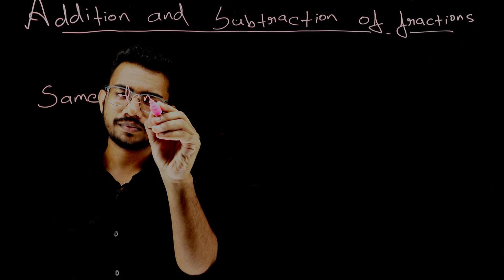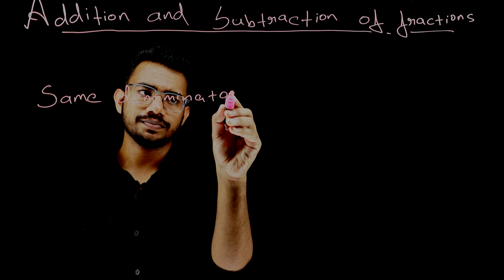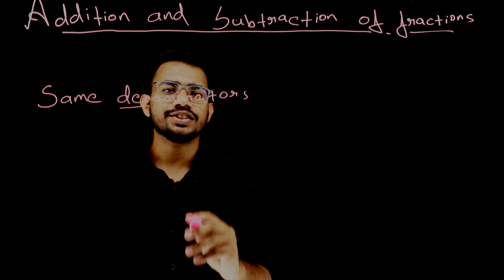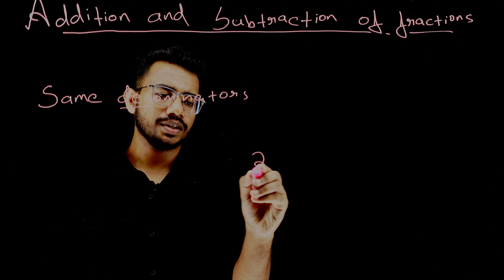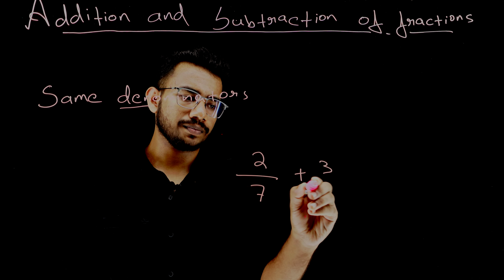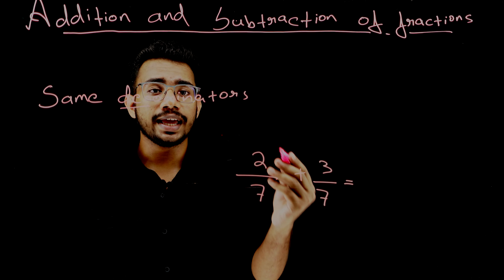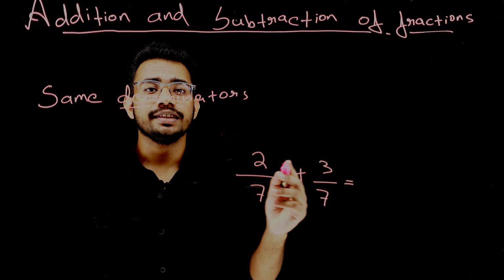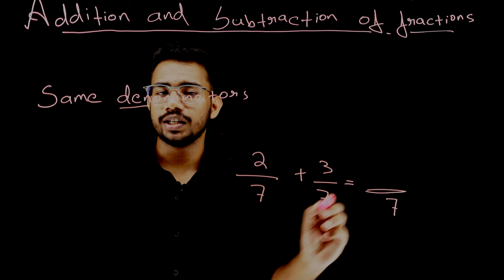Same denominators. Let's consider a small example. Let's say I have the fraction 2/7 plus 3/7. In this case, I have the same denominators. So in the answer also, I will have the exact same denominator, and hence 7 would be the denominator.